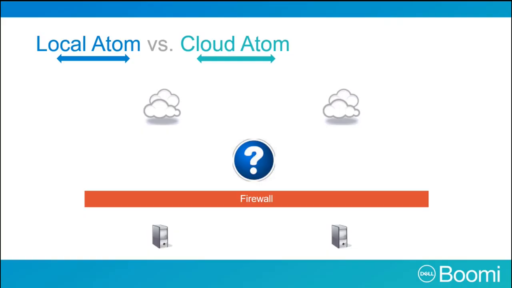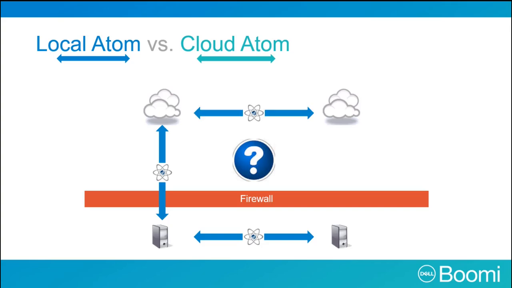You may be confused deciding whether to install and use a local Atom or a cloud Atom, but it's really quite simple. For demonstration purposes, we'll use the blue arrow to represent a local Atom and the green arrow to represent a cloud Atom. The bottom line is this: a local Atom can get access to all resources, whether they are on-premise to on-premise, which means it's behind the firewall, on-premise to cloud, or cloud to on-premise, and cloud to cloud. You can use a cloud Atom to get access to resources solely in the cloud and never need to directly connect to resources residing behind the firewall.